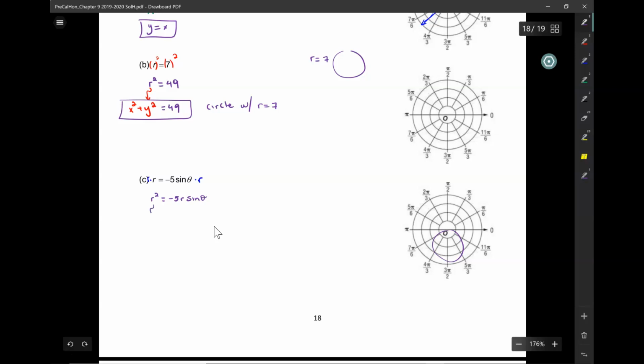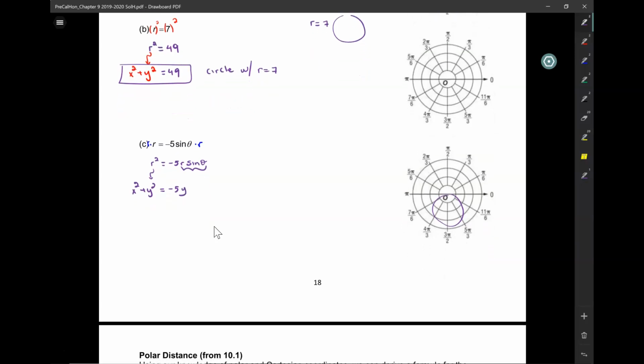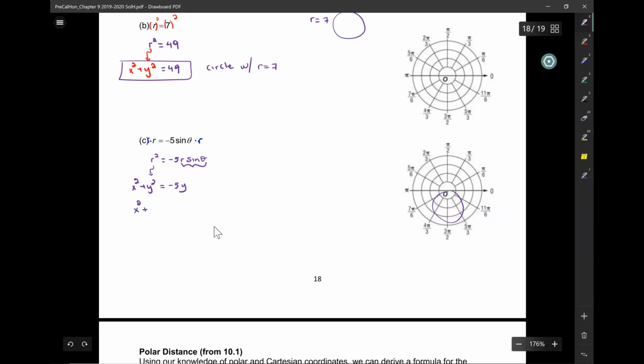What's r squared equal to? x squared plus y squared, equal to negative 5. And what's r sine theta? y. So what you have here is x squared plus y squared plus 5y is equal to 0. And you can actually stop right there. That's actually sufficient to make it a circle.